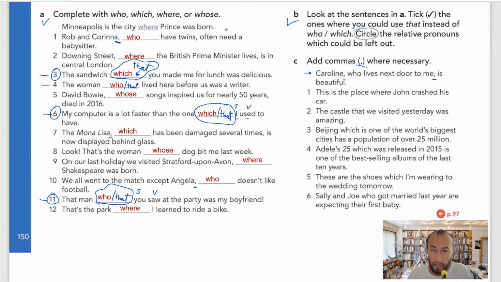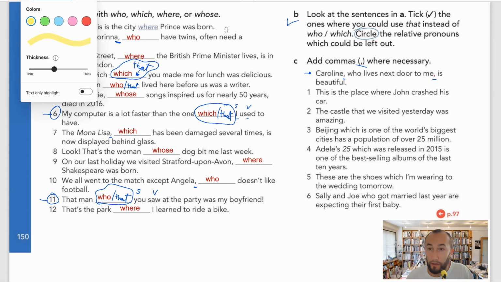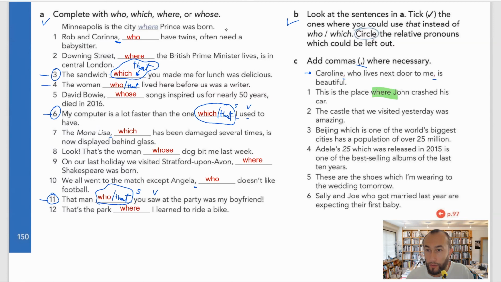So number 1, this is the place where John crashed his car. Look, if I remove where John crashed his car, a lot of information is going to go. There will be a huge difference between this is the place and this is the place where John crashed his car. That means where John crashed his car is bringing a lot of information, right? This is a relative clause, and it's bringing a lot of information. So this is a defining relative clause. That means we can't apply a comma.